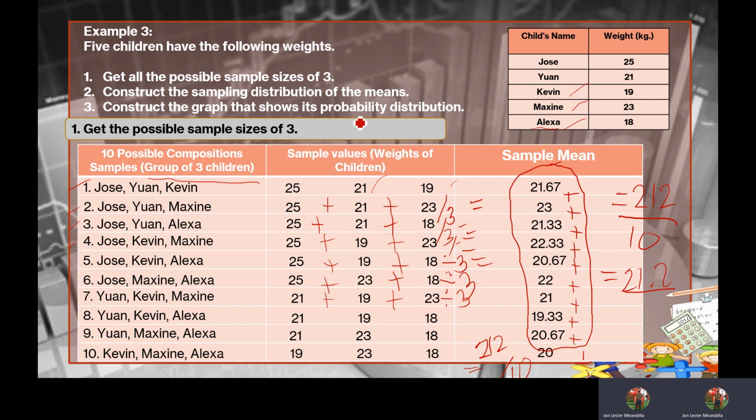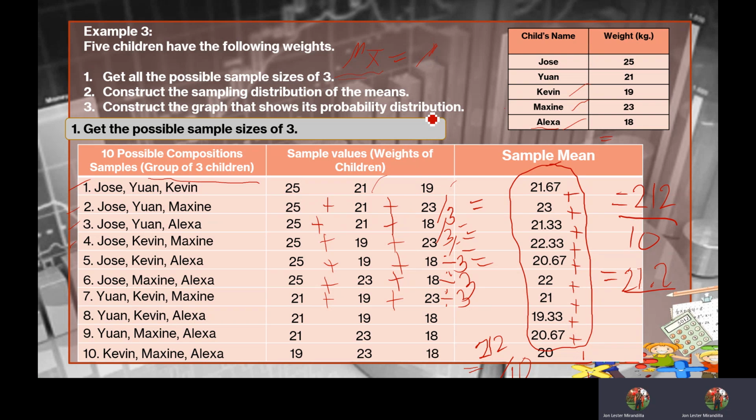Tapos, sabi din kasi sa rule natin na yung population mean, which is yung mu sub x bar, is equal daw siya sa yung total of sample means natin, or expected mean. Equal daw siya sa ating population mean. So, ito yung population mean. Compute natin yung mean niyan nito.